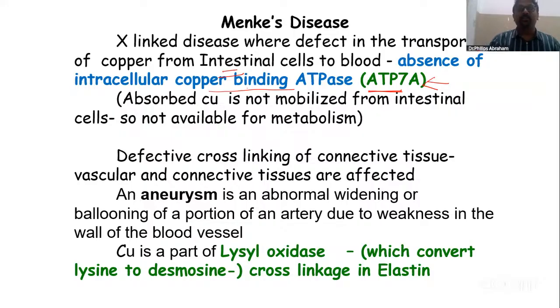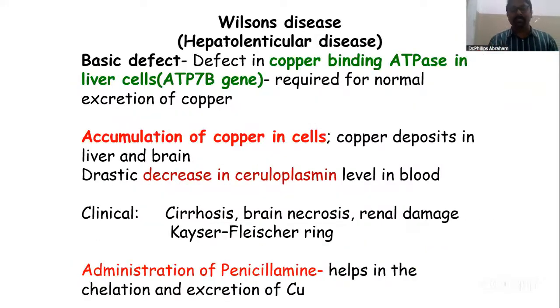Now the next one. The second disorder related to copper is Wilson disease. Again, a copper-binding ATPase, but in the liver cell. ATP7B; that was 7A for absorption, study like that. ATP7A gene there, here the ATP7B gene. This copper-binding ATPase in the liver helps in the excretion of copper through bile.